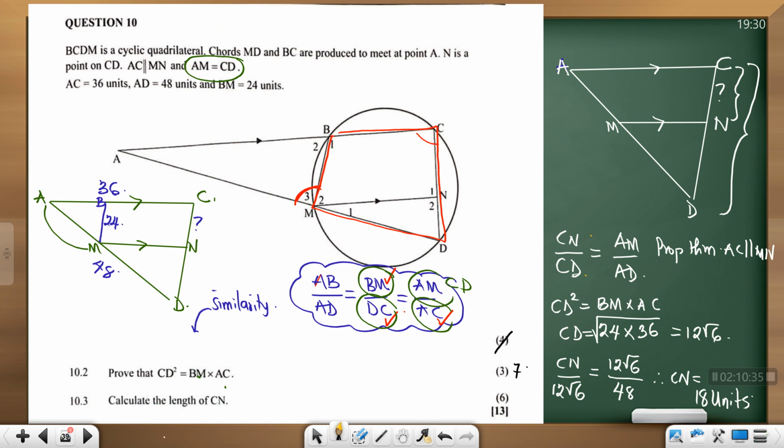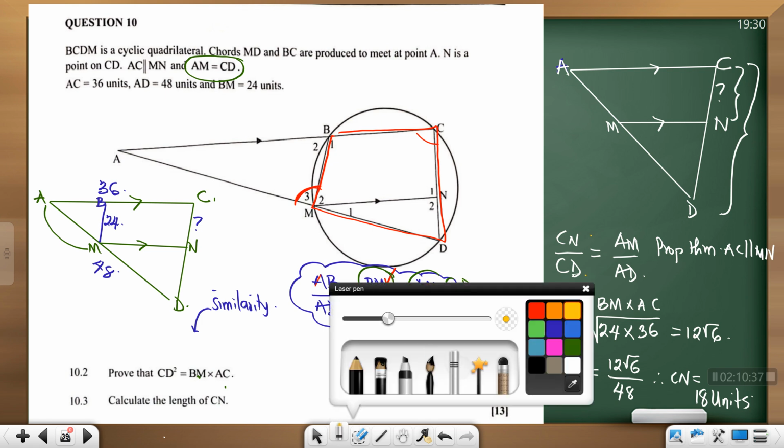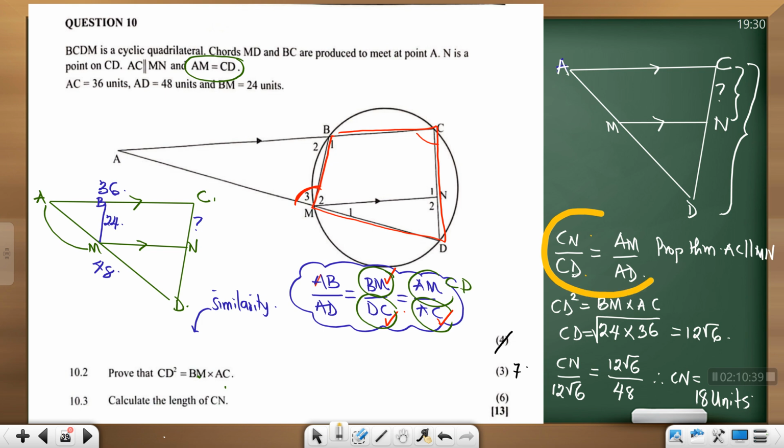I'm looking for CN, but I need CD. I'll tell you what I did quickly. A little secret: when I wrote this down, I kept my eyes here. And I saw AM. I have a problem, but I know AM is what? CD. Then I ran here quickly. BM times what? AC. Do I have BM? Do I have AC? Okay, I know that already. My CD is done.